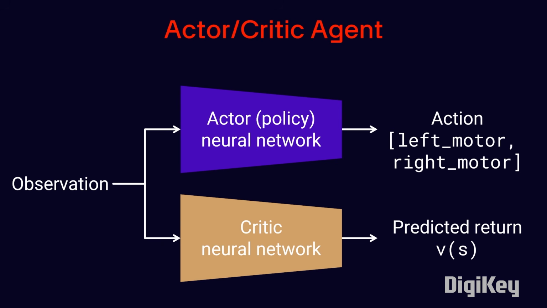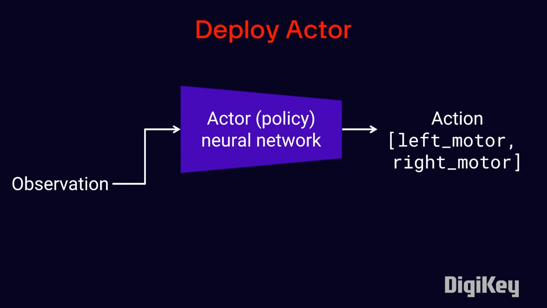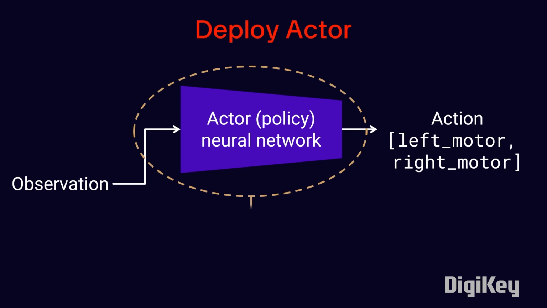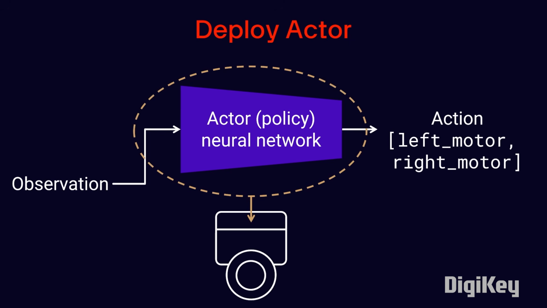However, once training is done, we don't need the critic anymore. We can just deploy the actor network to the microcontroller on the robot. So now the robot just needs to create an observation using its various sensors, send that to the actor to perform inference, and use the results to drive the motors. With that strategy in mind, let's make it happen.